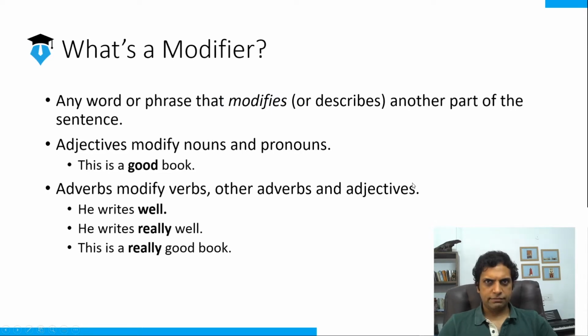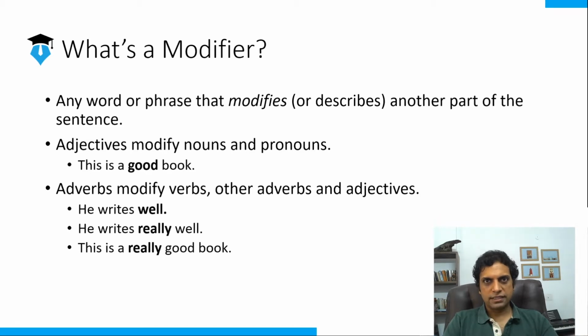So what is a modifier? It's any phrase or a word that describes another part of the sentence. So modify is another word for describe in this case. For example, adjectives modify nouns and pronouns. So when you say this is a book, subject, verb, object, I hope you've gone through the parts of speech class.